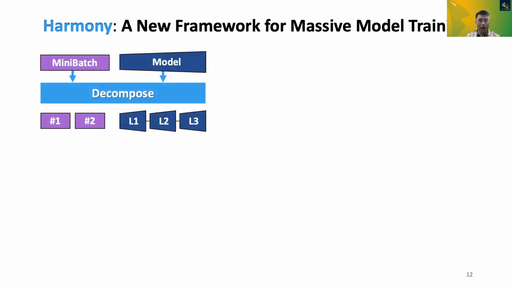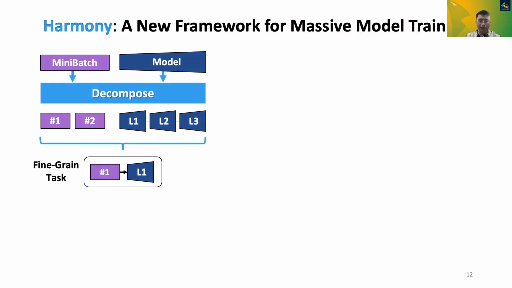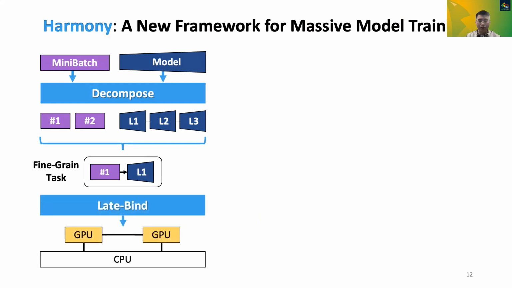To overcome these limitations, we propose a new ML framework called Harmony for efficiently training massive models on commodity servers. The key ideas are three. First, we decompose the coarse-grained model data into small pieces. Then we combine these pieces into fine-grained tasks. Third, we late-bind task compute and swap onto devices and links. This can bring us three benefits.